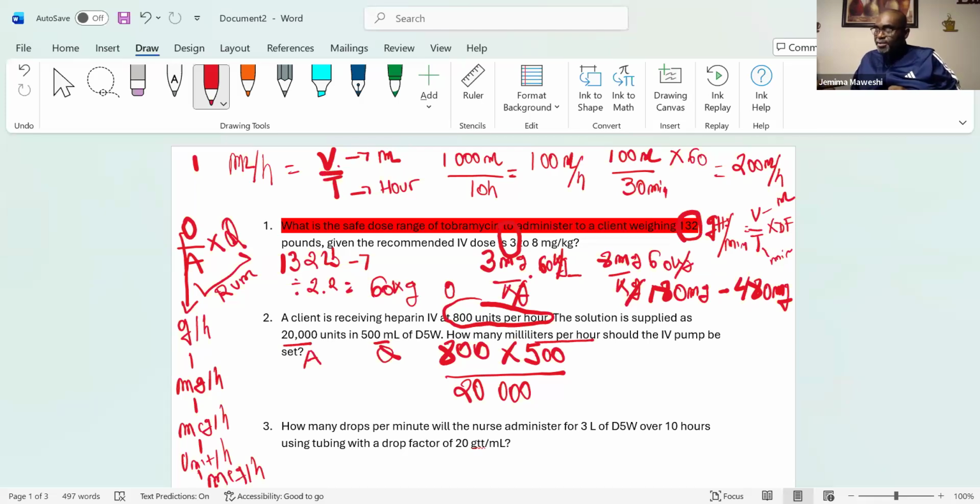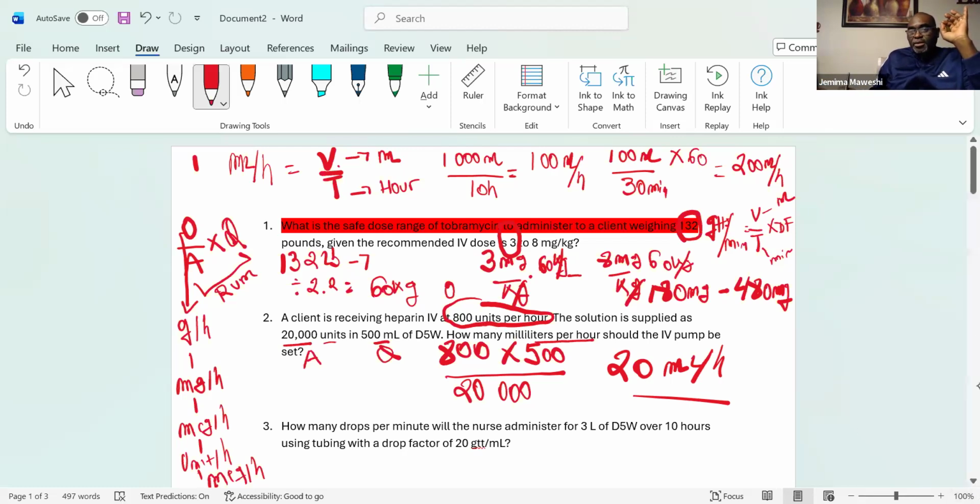So let's go down there. You got 800 times 500 divided by 20,000. All right. So you see, you have 20 milliliter per hour. You see, make sure that your available is in the unit over there. It's in the unit as well. So remember this, dear friend.